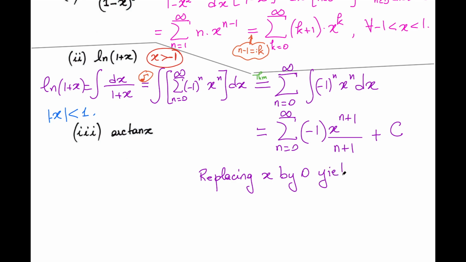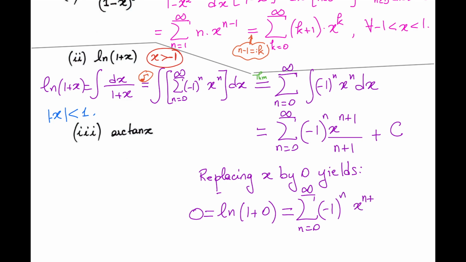yields the following. ln of 1 plus 0. What's ln of 1 plus 0? That's 0, right? On one side, this is 0 because it's ln of 1. On the other side, we know that this is equal to this series, correct? Replace x by 0. That becomes sigma n starts at 0 all the way to infinity, minus 1 to power n, x to power n plus 1 over n plus 1, plus c. I forgot to write the power n here. Oh, I forgot also to replace x by 0. We get 0 here, right?